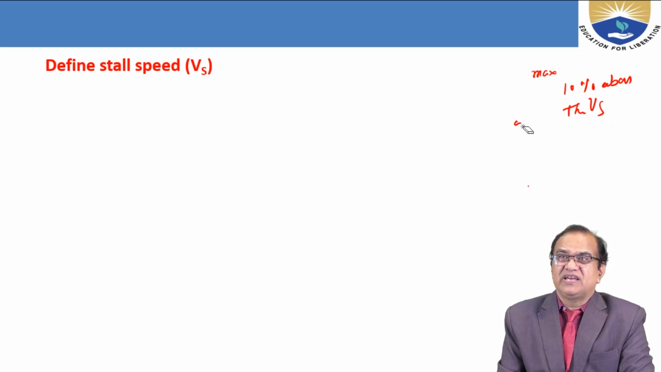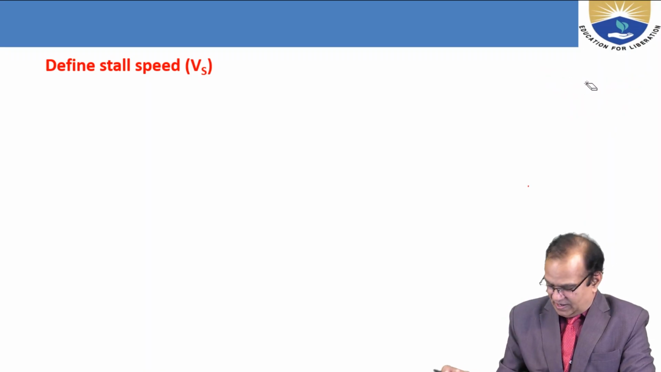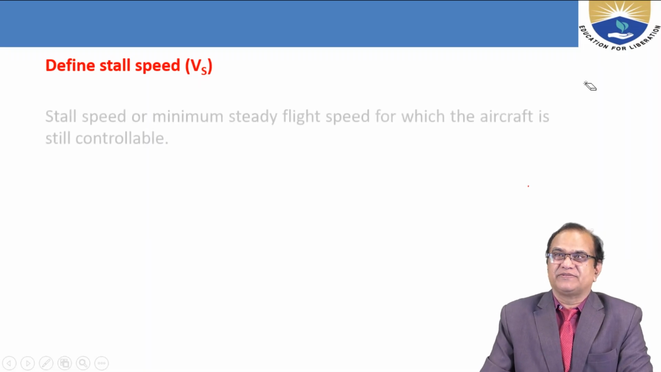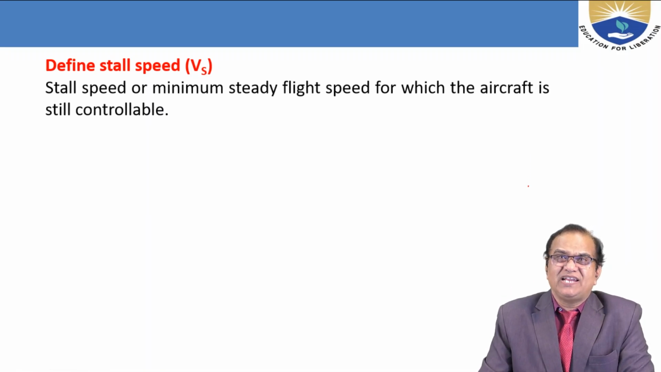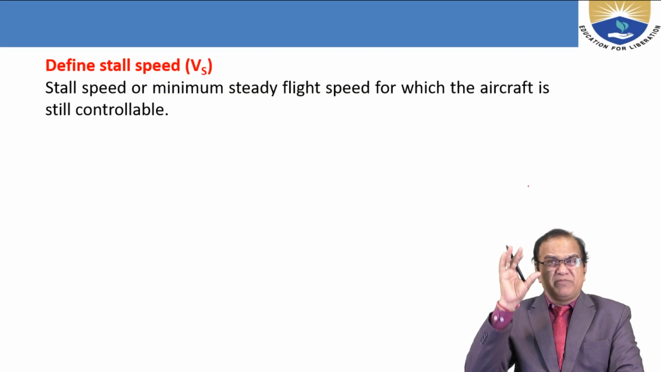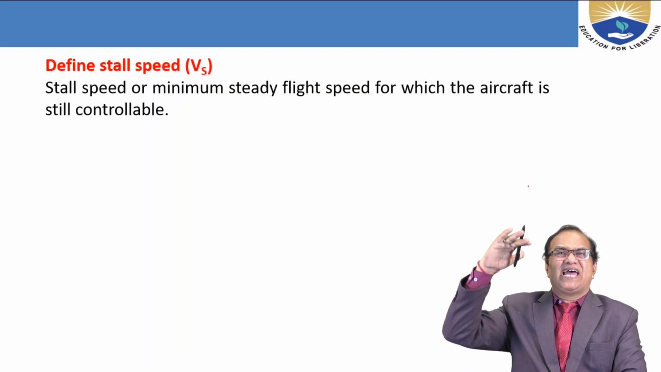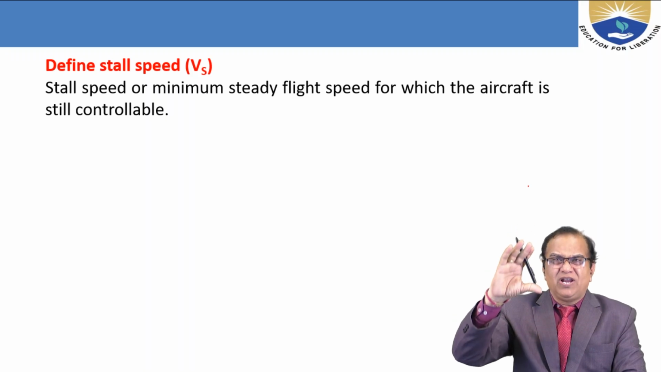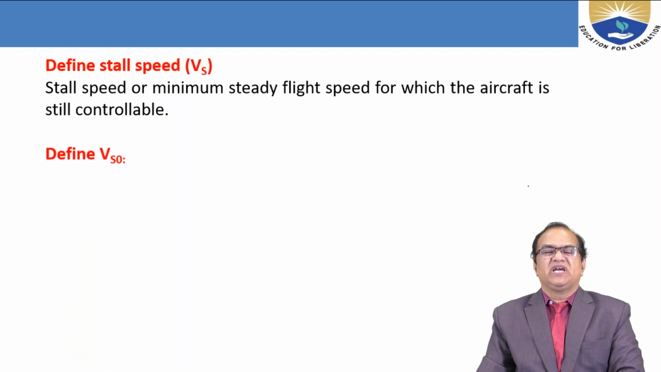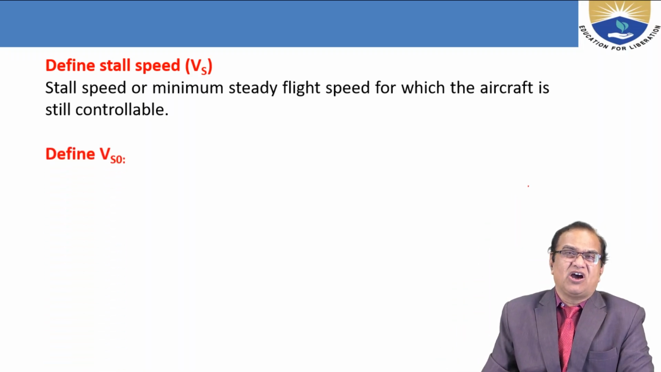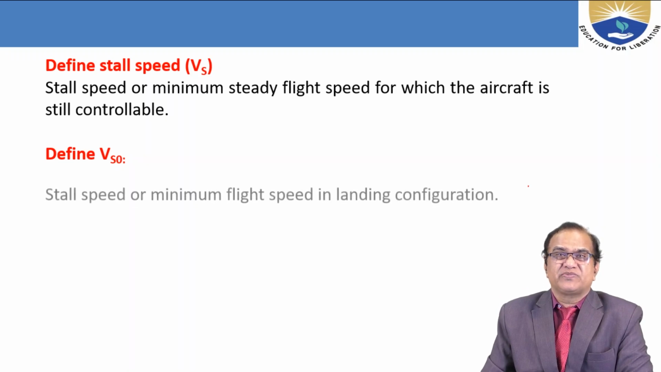If your speed is less than this, the aircraft will not be able to fly, and this is one of the safety margins of the aircraft. So stall speed is the minimum steady flight speed for which the aircraft is still controllable. If the aircraft is flying, there is a minimum speed at which the aircraft is at cruise in a fully controlled condition.